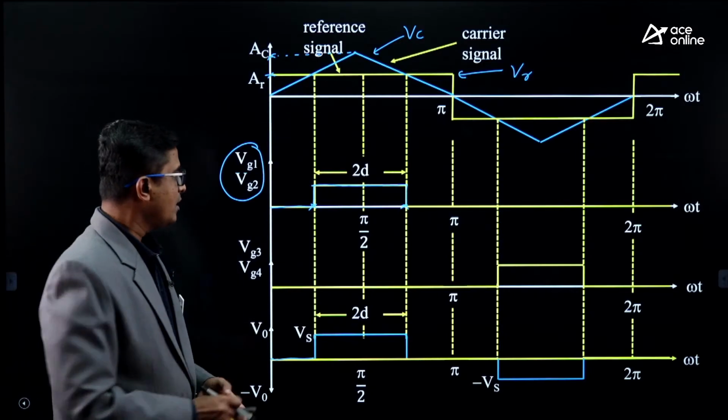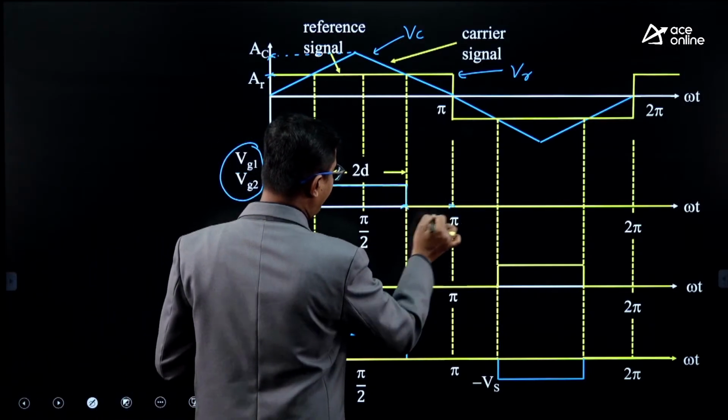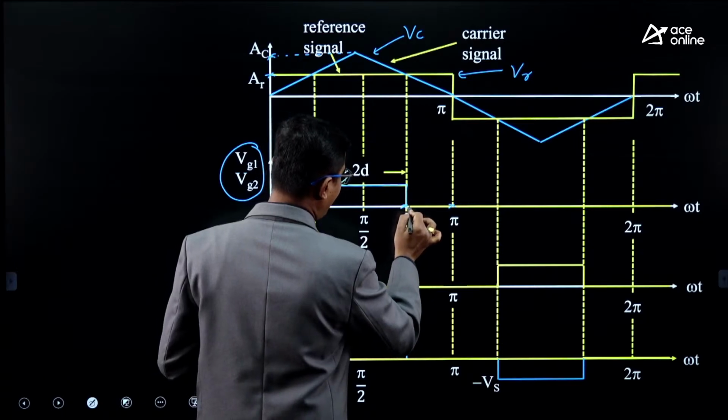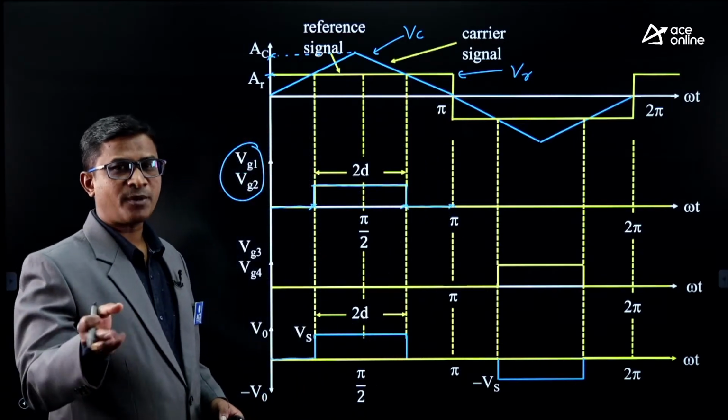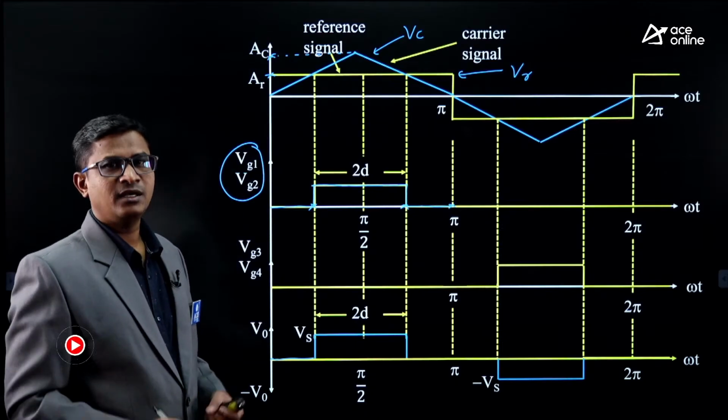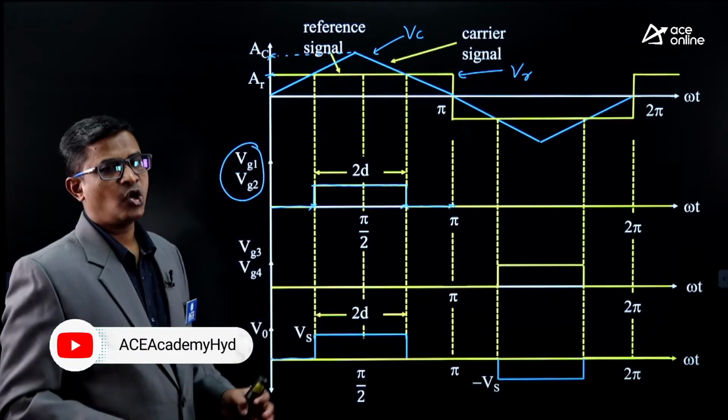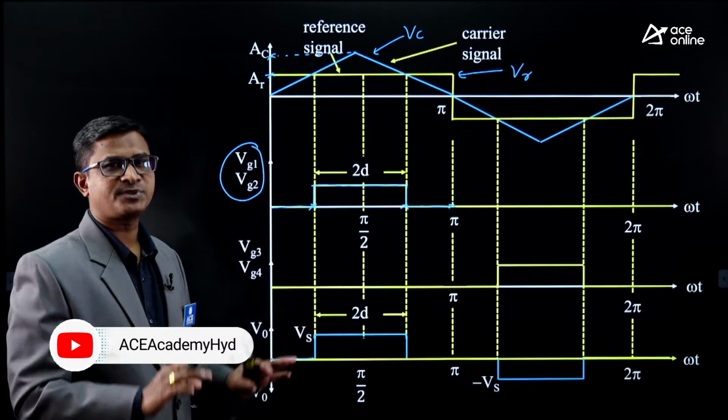Next, from this point till pi, what is happening? VC is less than VR. The output of the comparator is 0, and trigger pulses are not generated. All the 4 switches will be in an off state.